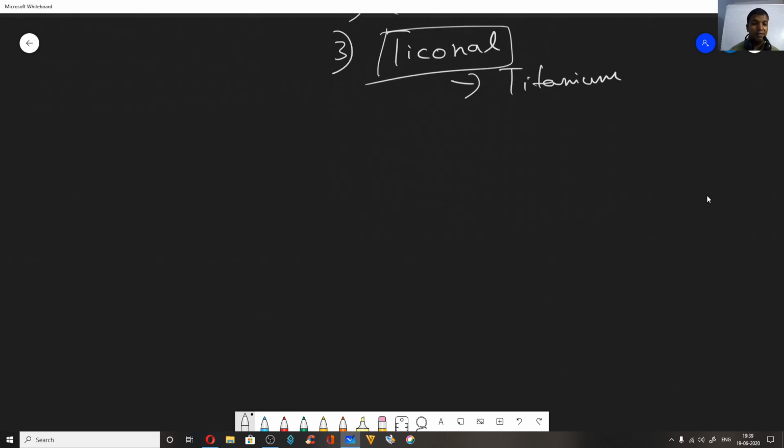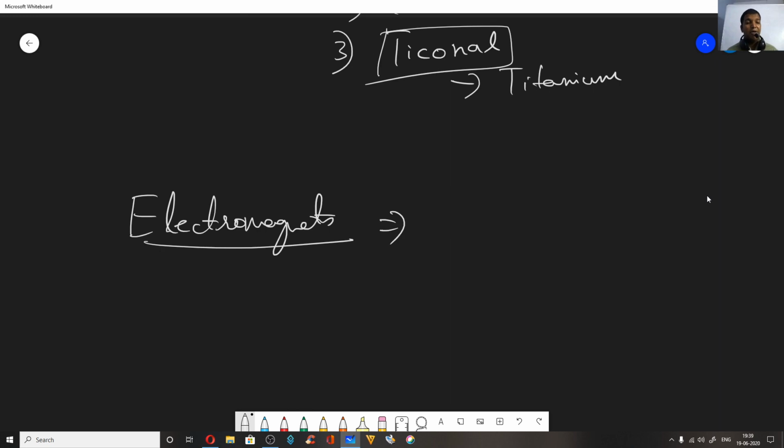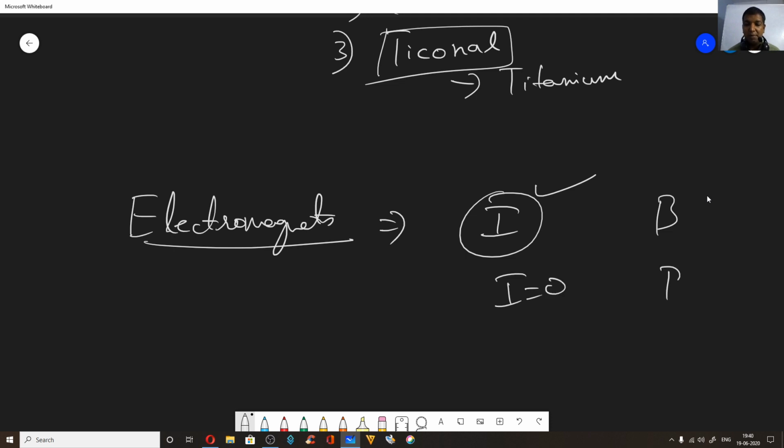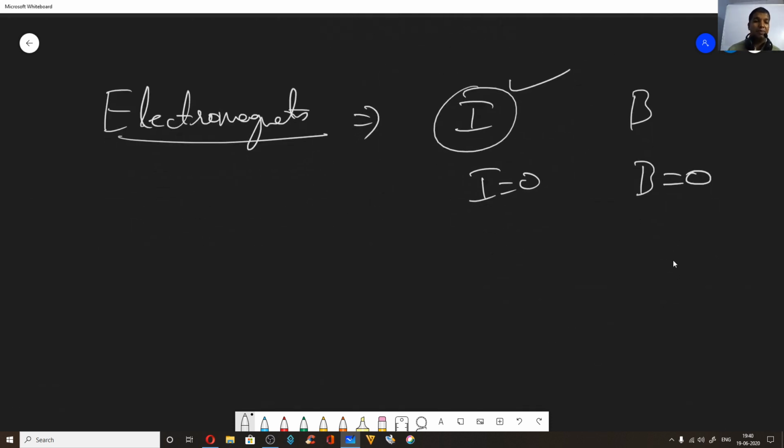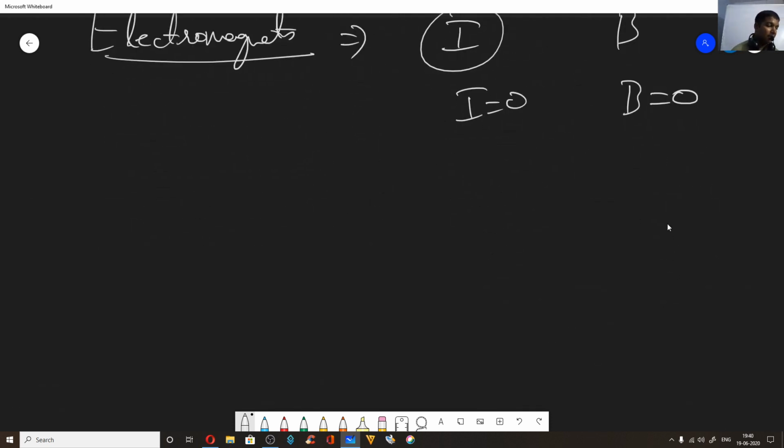Now next let us go for electromagnets, all right. I think you know about electromagnets, it's really easy. As the name itself says, we do not want them to behave like permanent magnets. What it basically means is, as long as current is present, that electromagnet must behave like a magnet. When current is zero, the magnetic field must also become zero. So this is the main purpose of the electromagnets we use, right?